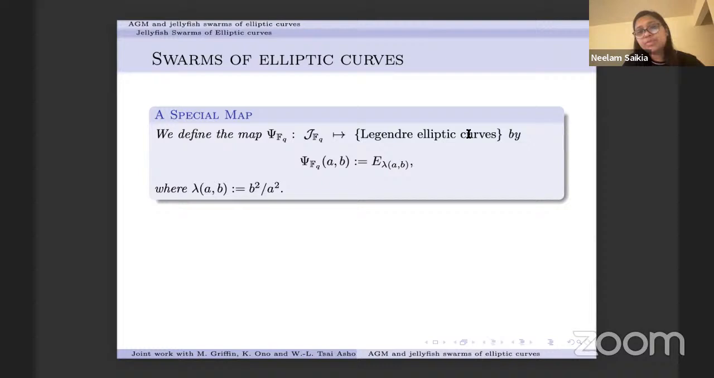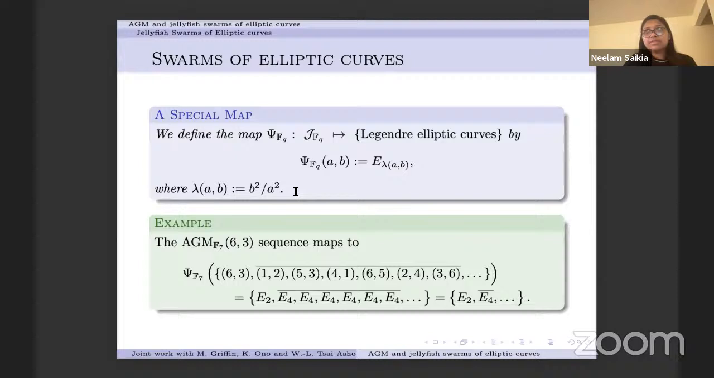So for any admissible pair AB in the jellyfish, psi maps AB to this Legendre curve E lambda AB, where lambda AB is B square over A square. So any node or any spot in the jellyfish maps to E of B square over A square. So this is a family of elliptic curves.